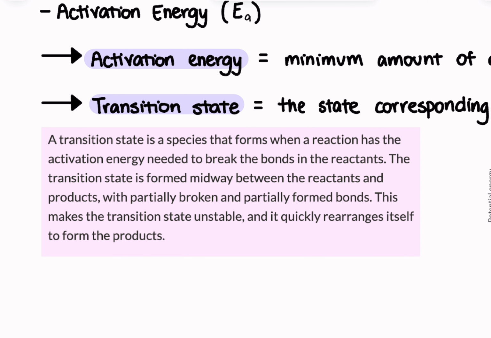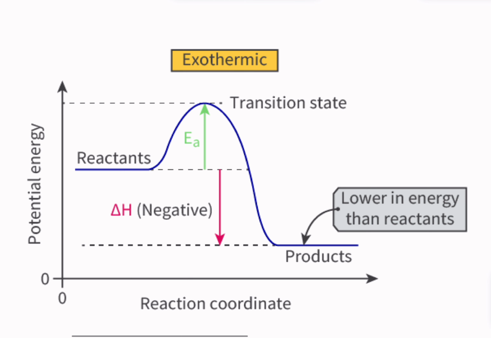We'll go into more depth about this when we start talking about mechanics, but for now, just know that it's the state corresponding to the highest potential energy along the reaction coordinate. If we take a look at this energy profile diagram over here for this exothermic reaction, we can see that the reactants have more energy than the products. And this is due to the loss in energy during the chemical reaction, making it the exothermic reaction, which is also supported by the fact that the enthalpy change here is negative.